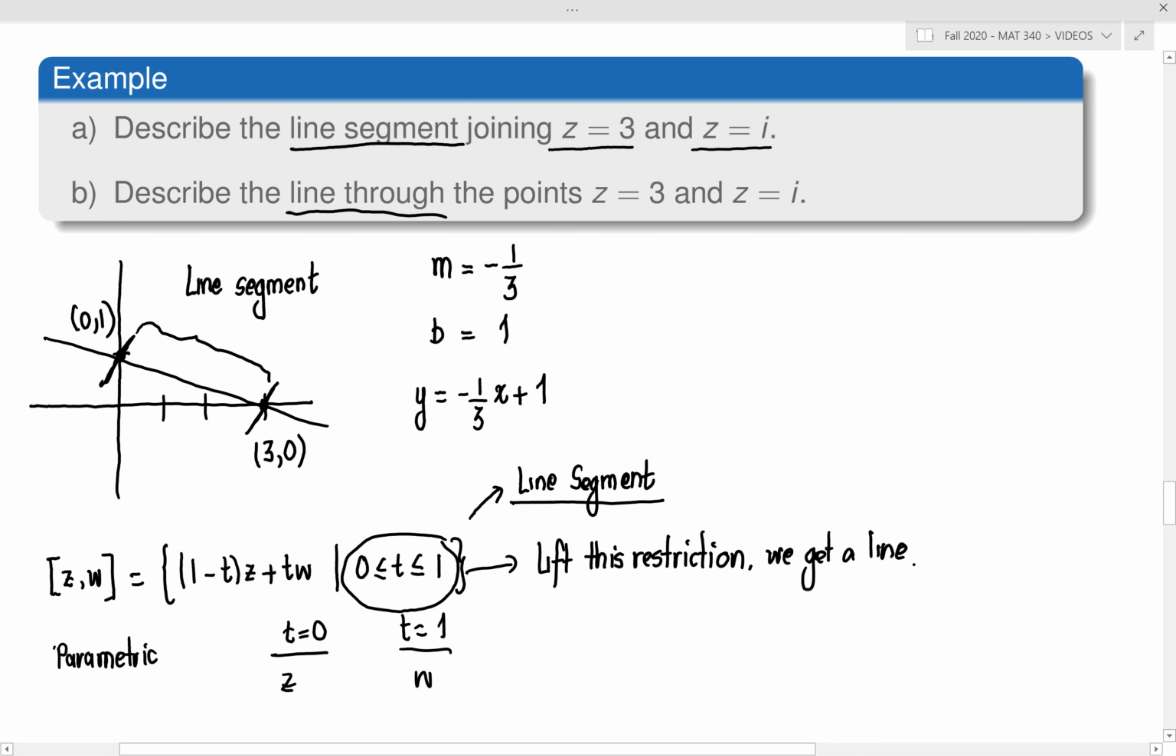It's nice to have this representation for the line segment. This interval notation represents a line segment with endpoints z and w. There are going to be multiple descriptions, but this is going to be a convenient description for that.